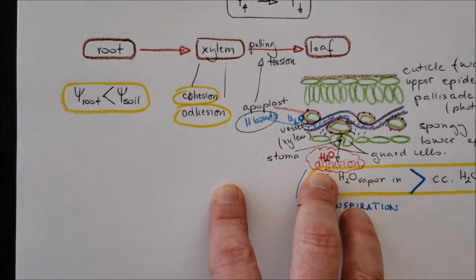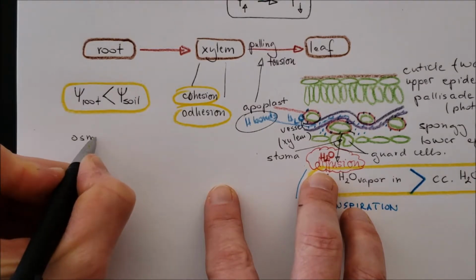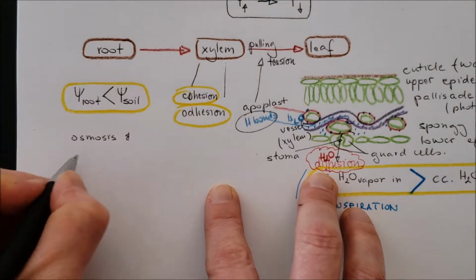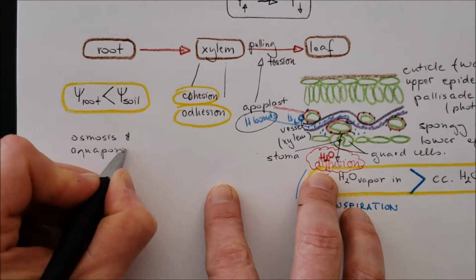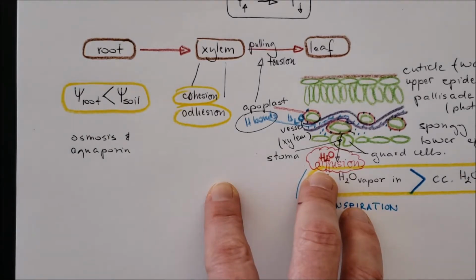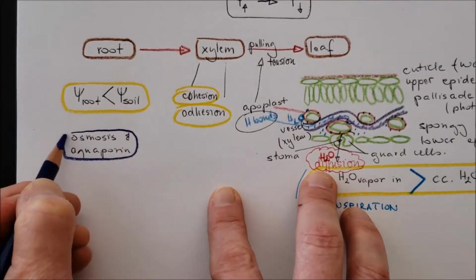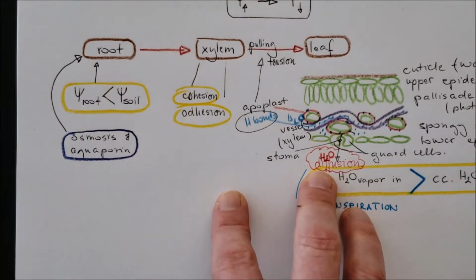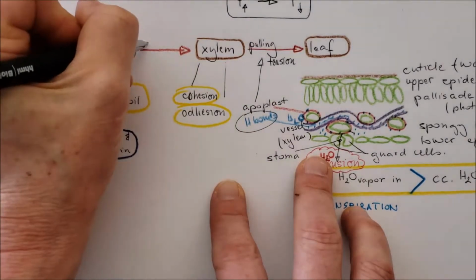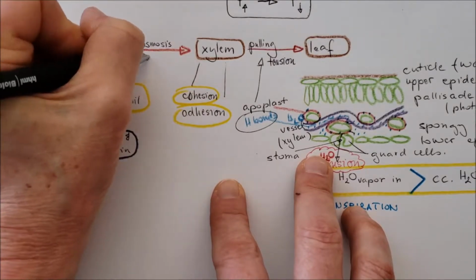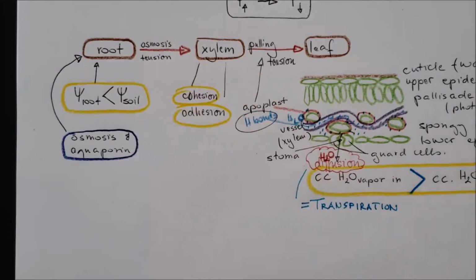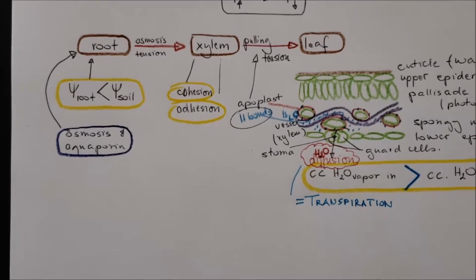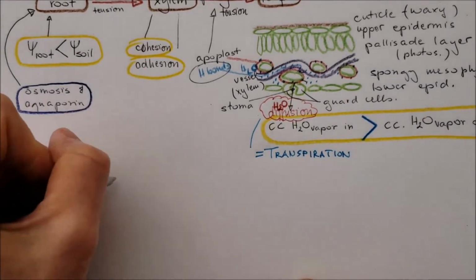In the roots, the water potential is less than in the soil, so by osmosis and with the help of the aquaporin through facilitated diffusion, water moves into the root from the soil. And from the root to the xylem is osmosis and tension force. So that is how the water moves.